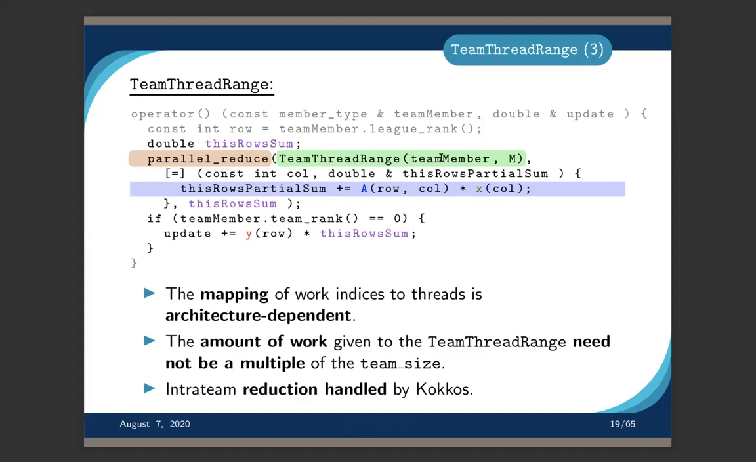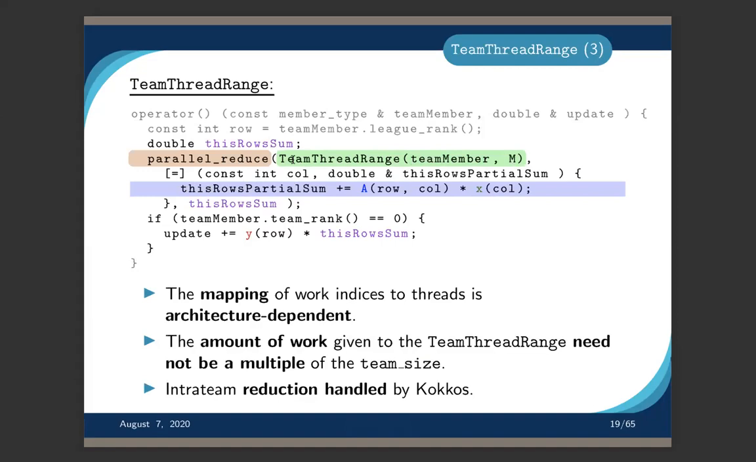It takes the team member. Essentially, it needs that handle to figure out who each thread is and decide how to split this off. It takes a begin and end, or just a count, like the range, like what you did for the normal parallel_for. And then you just have the same syntax as with the parallel_reduce you already know.